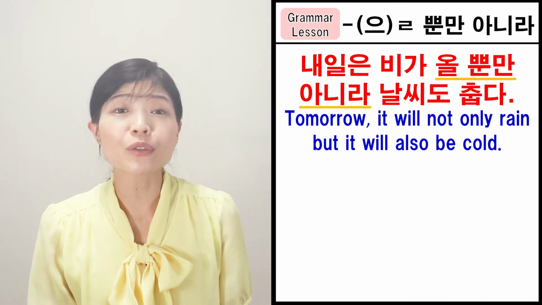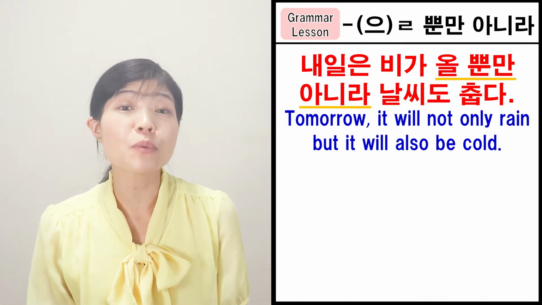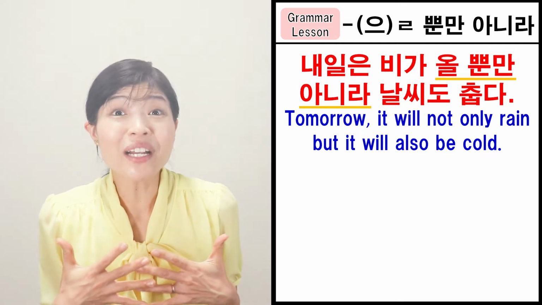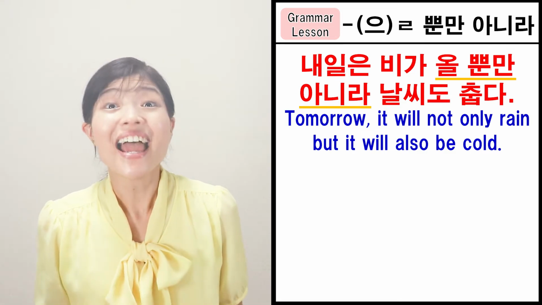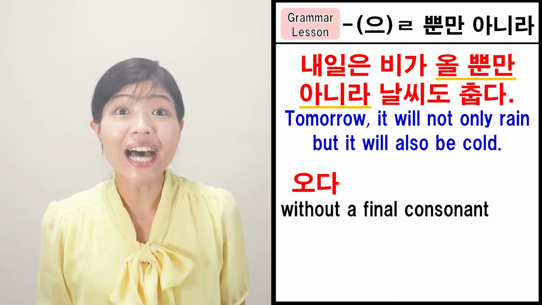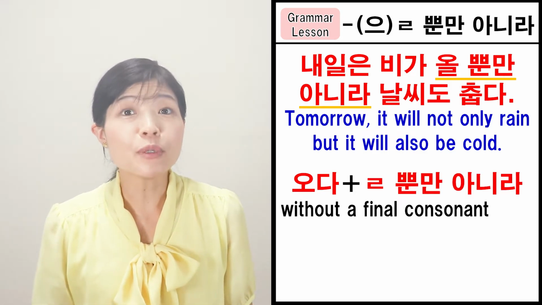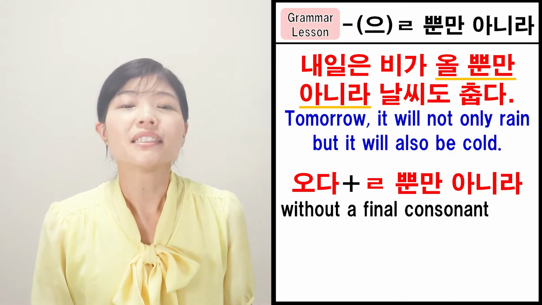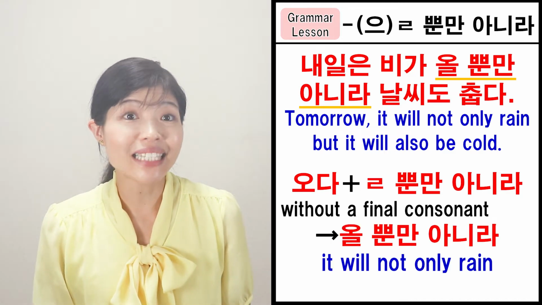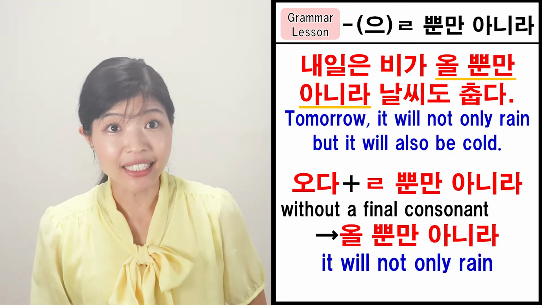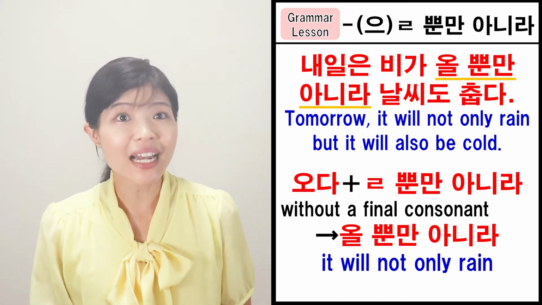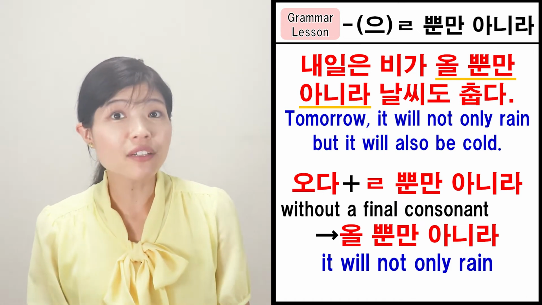Tomorrow it will not only rain, but it will also be cold. Wow, I don't like that kind of weather. Anyway, since 오다 does not have a final consonant, you will attach 리을 뿐만 아니라 to the stem to make 올 뿐만 아니라, it will not only rain. By using 뿐만 아니라, you are giving additional information.